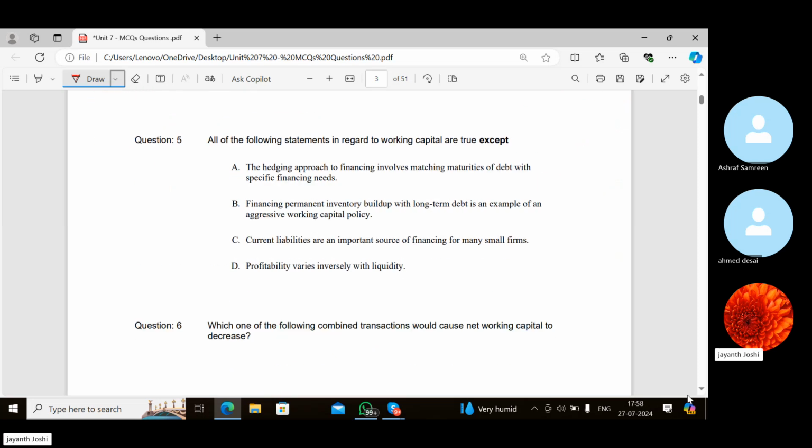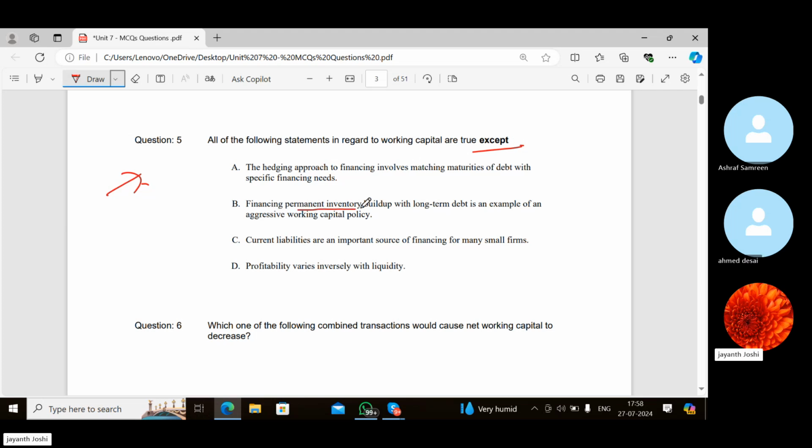Can you tell me the answer for the fifth question fast? All of the following statements in regard to working capital are true except what?